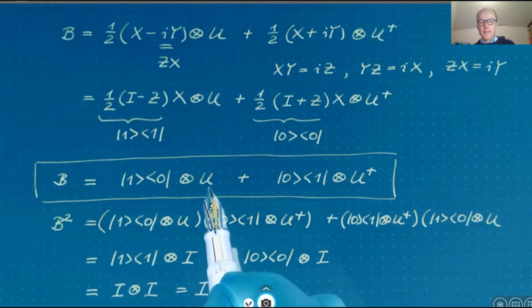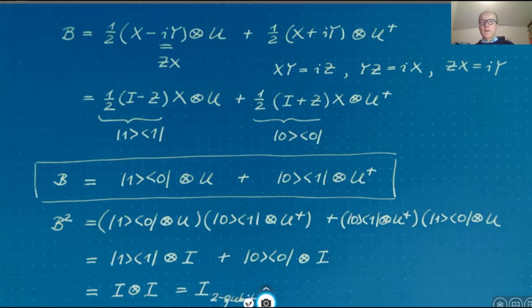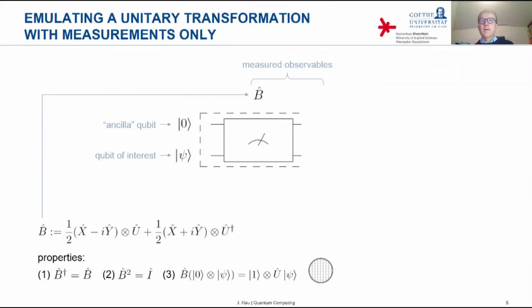And the unitary operator U is applied to the state psi of the second qubit, and you get the transformed state U psi. So this is precisely what I wrote on that slide. This result has another interesting implication. The tensor product state 0 with psi, that's precisely the initial state on which we perform the measurement.